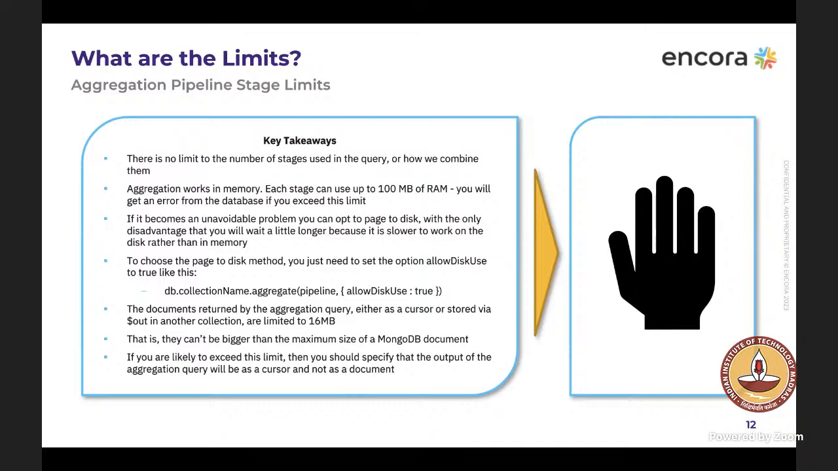The documents returned by the aggregation query, either as a cursor or stored via $out in another collection, also have a limit of 16 MB. They can't be bigger than the maximum size of a MongoDB document. So if you are likely to exceed this limit, you should specify that the output of the aggregation query will be a cursor and not a document.